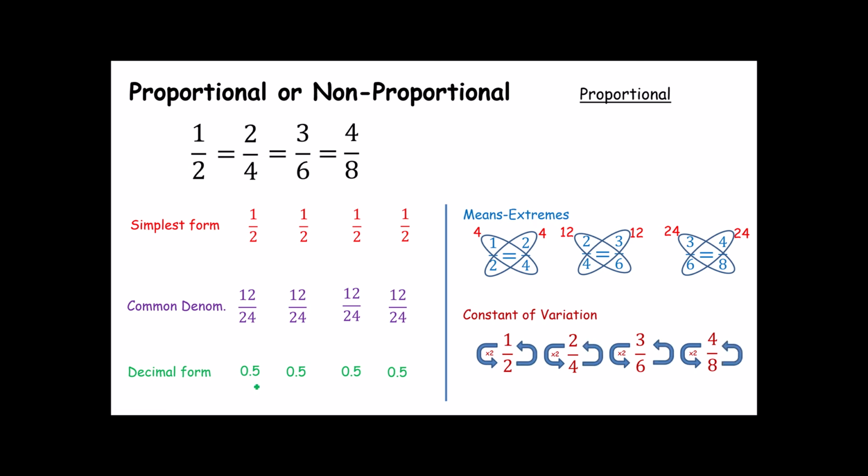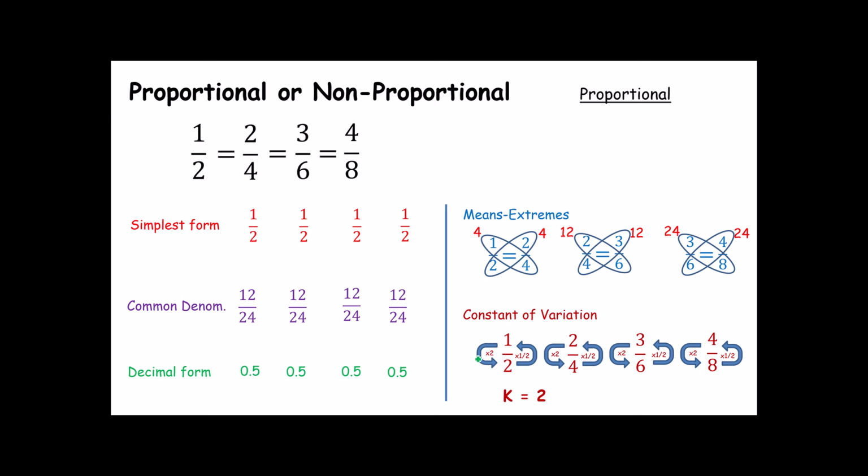I could say 2 times what equals 1? Well, that's 1/2. 4 times 1/2 also equals 2. 6 times 1/2 equals 3. And 8 times 1/2 equals 4. So when we talk about the constant of variation, you could say that this has a constant of 2.